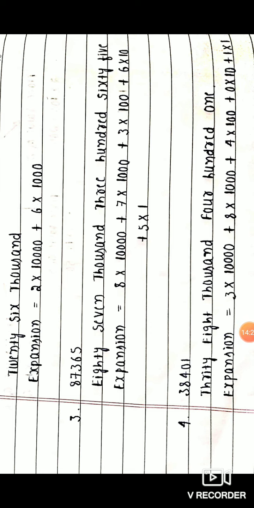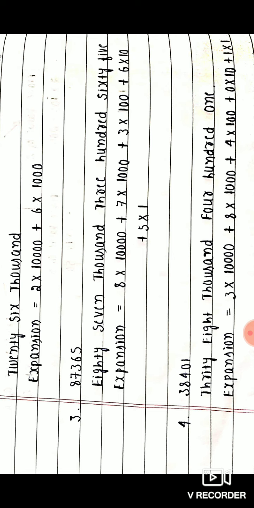Let us take another example, that is the third one, 87,365. You have to expand this number by using place value. So first you have to write 87,365 in the word form. Then you have to expand the given number by using place value.